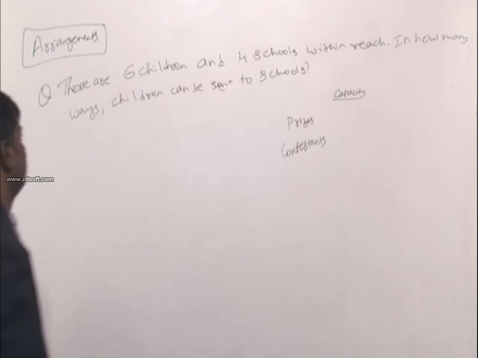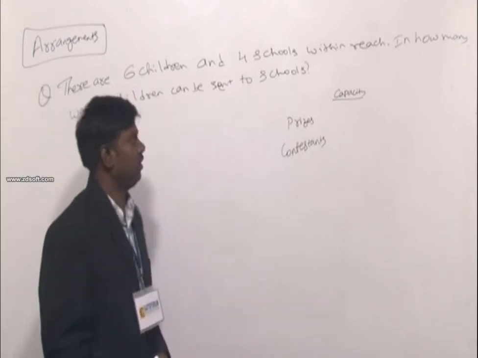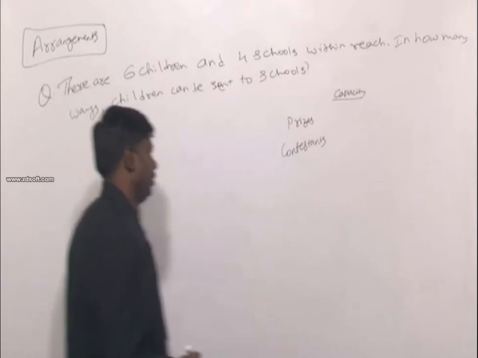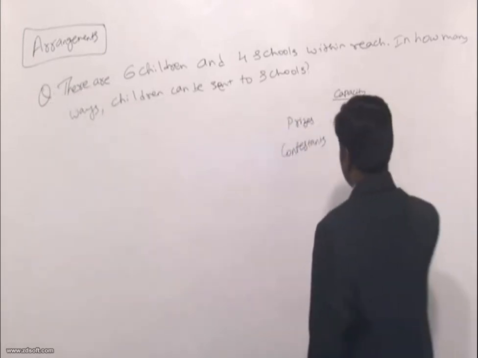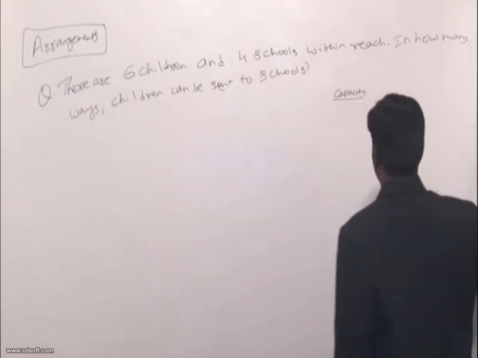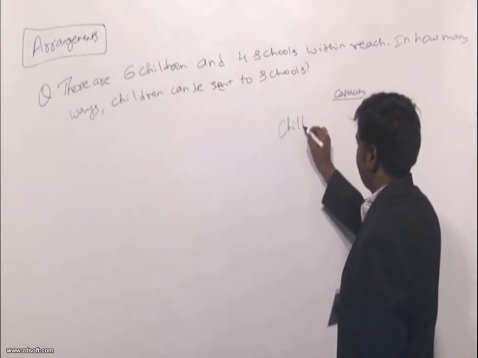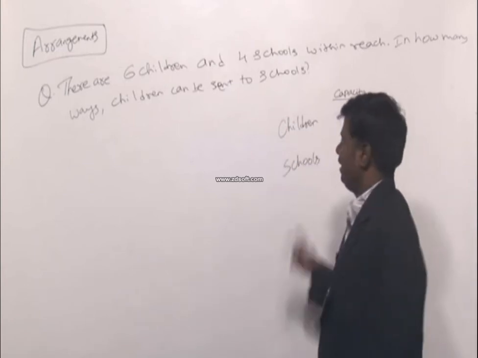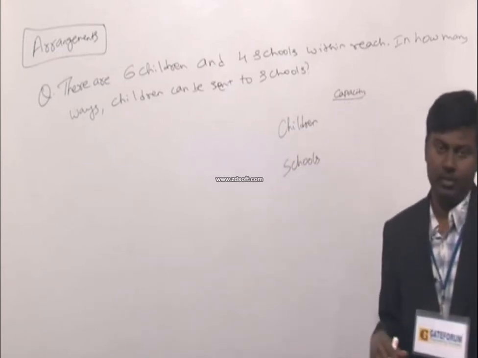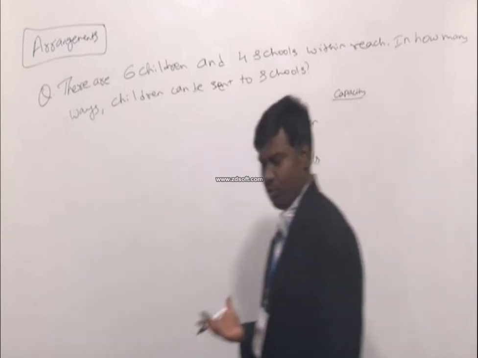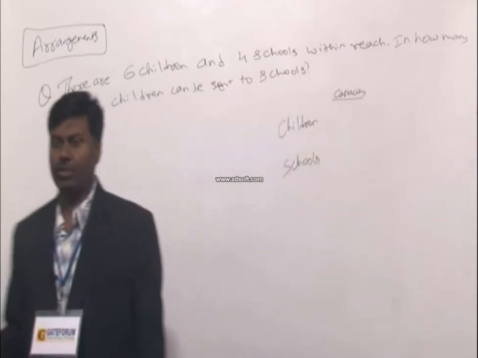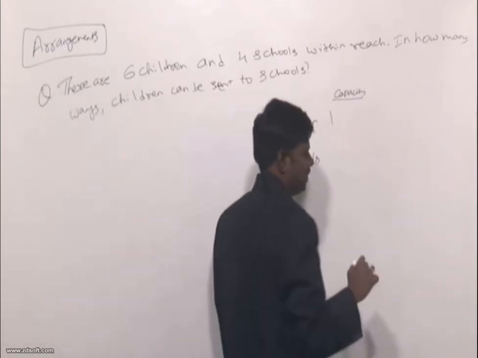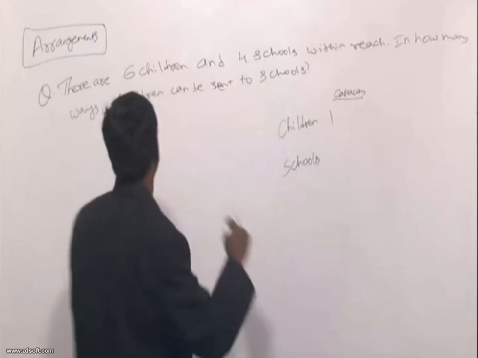Okay. There are 6 children and 4 schools within reach. In how many ways children can be sent to schools? Now, in terms of schools and children, let us understand. Each child can go to only one school, right? A child cannot study in 2 or 3 schools. A child can go to only one school. So, capacity of each child is just 1. How many children are there? 6 children.